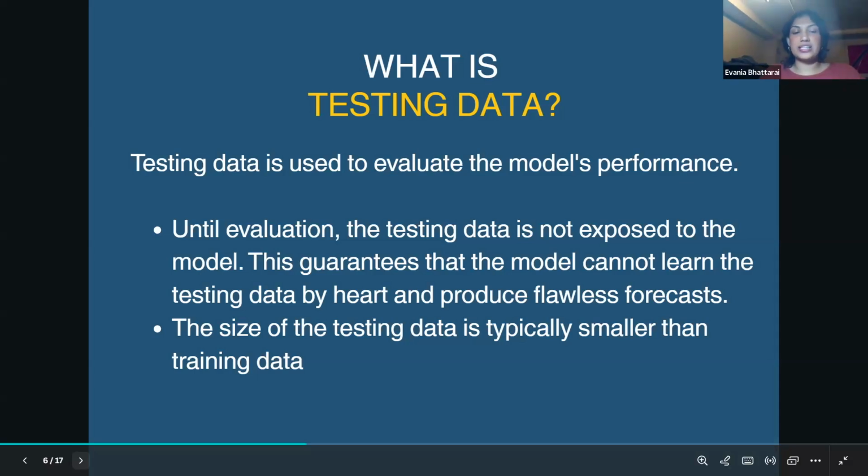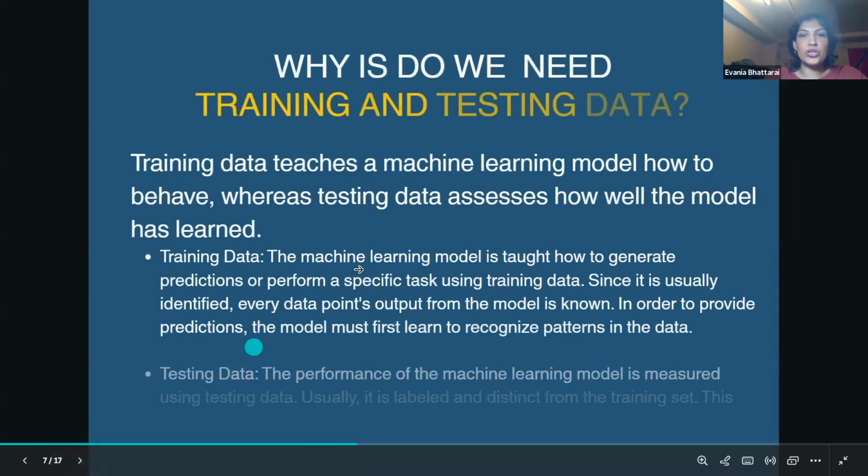So that's why the size of the testing data is also typically smaller than the training data, because you don't want to have like 20% training and then 80% testing, because then you haven't trained your model enough. And so then what do we need?